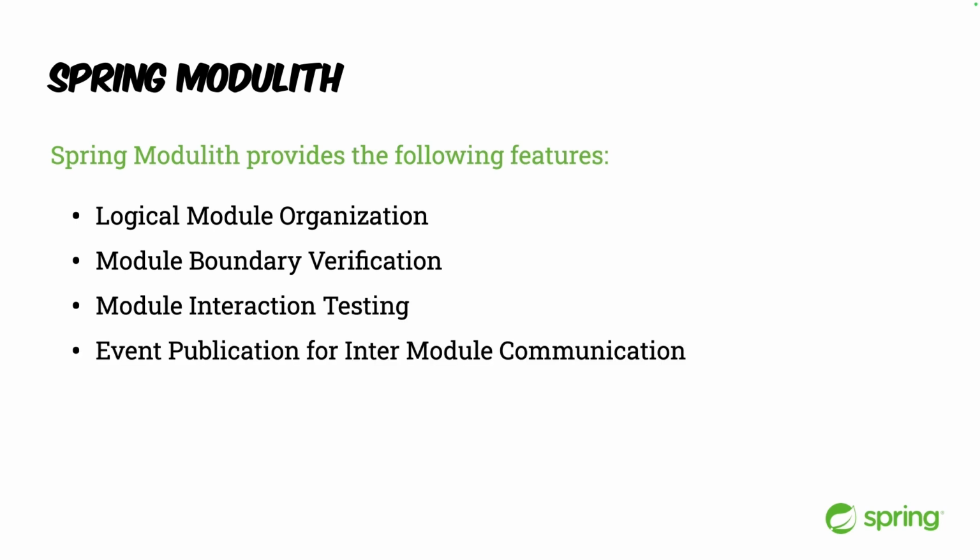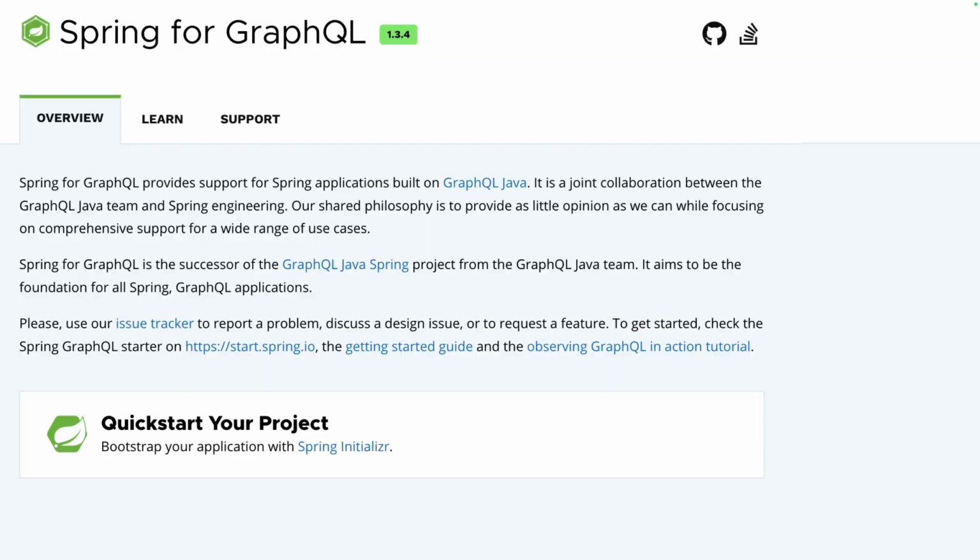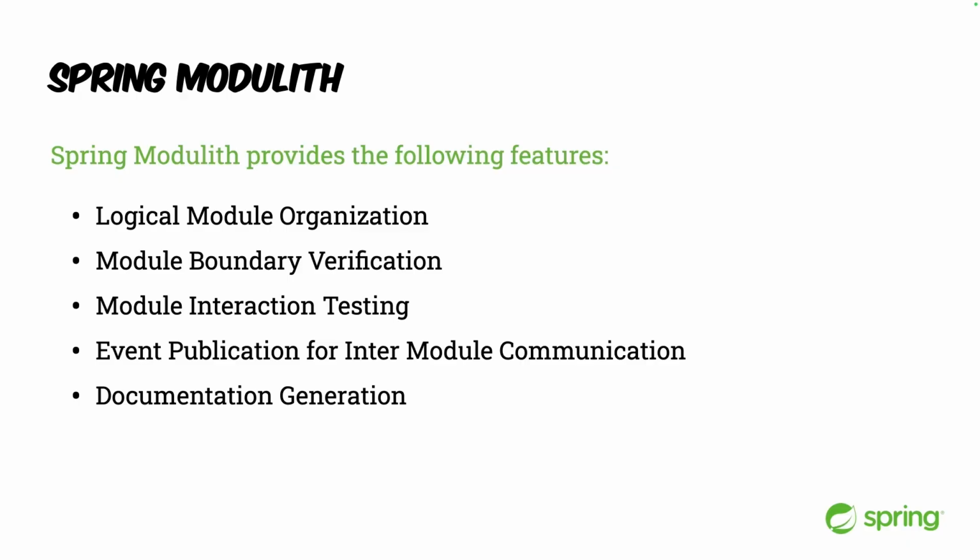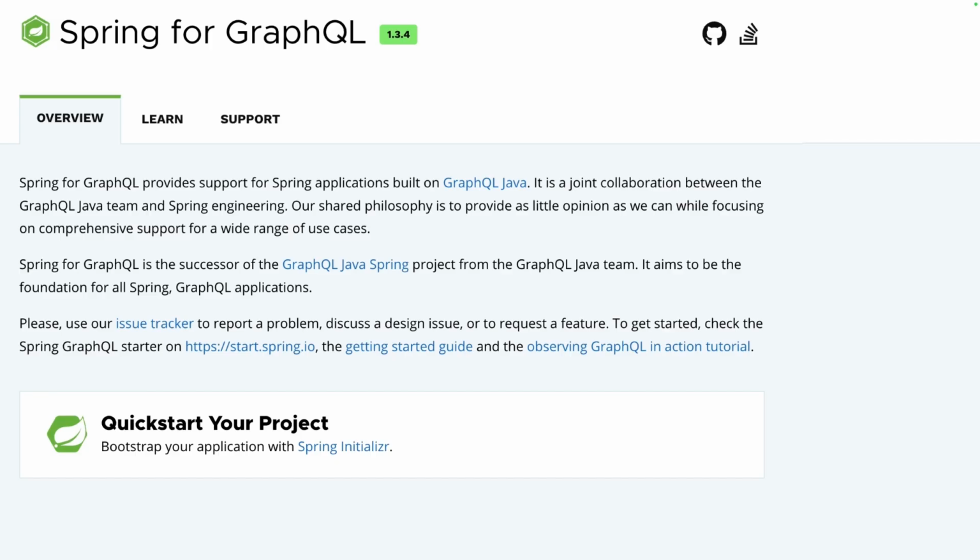You get some module interaction testing, event publication for inter-module communication. If one module needs to communicate with another one, it can do so through events. You get a really nice feature of being able to generate some documentation based on these modules and more. And so that's Spring Modulith. Again, just a really great project that I would suggest heading over to spring.io/projects, checking out Spring Modulith and going through some of the documentation.